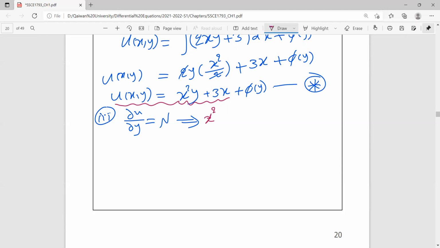So you get only x squared. Plus 3x. Its derivative with respect to y. What's the result? It's 0. Because we are going to take derivative with respect to y. As you see, we are going to find its derivative with respect to y.